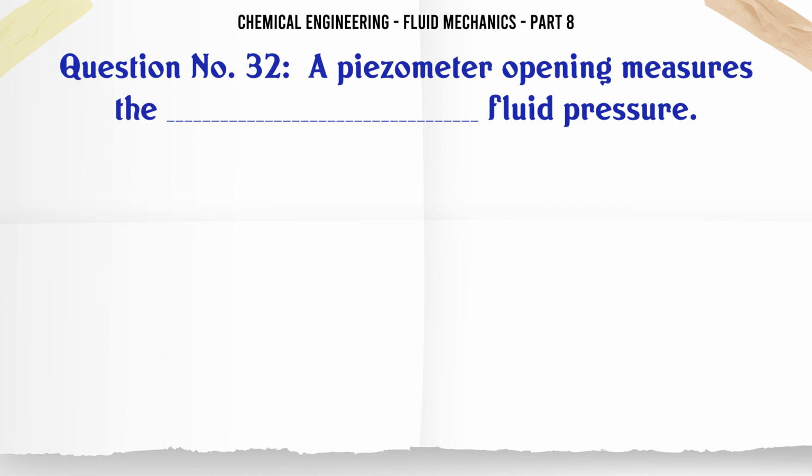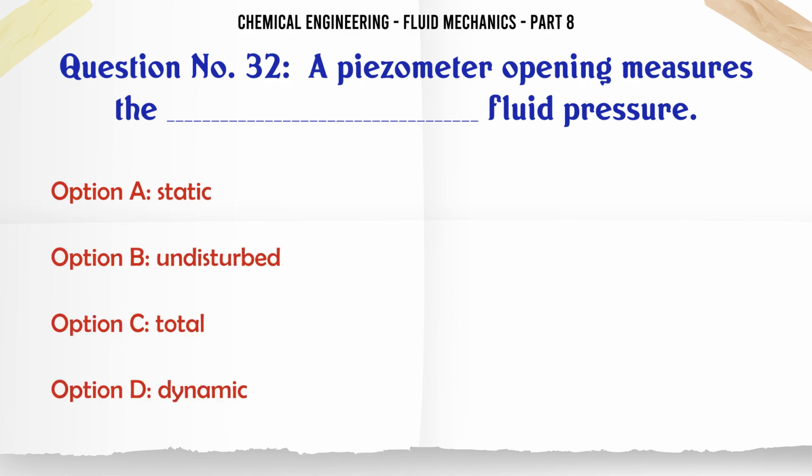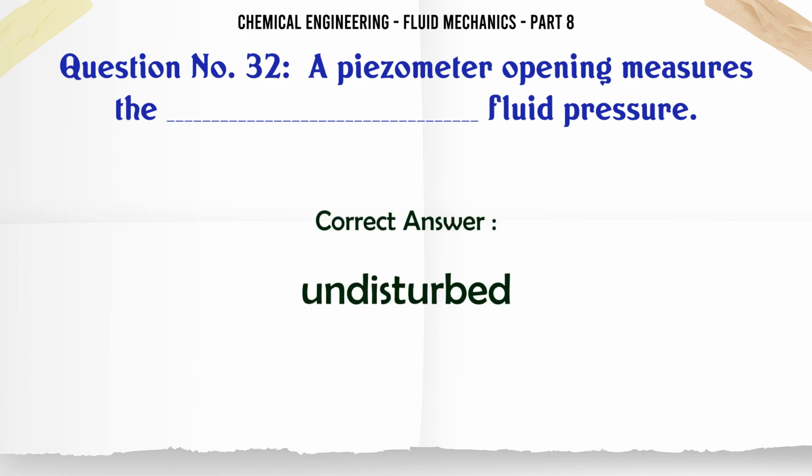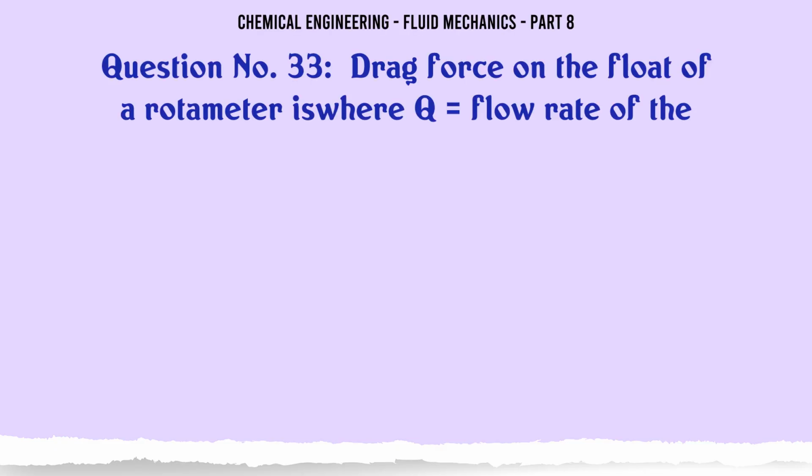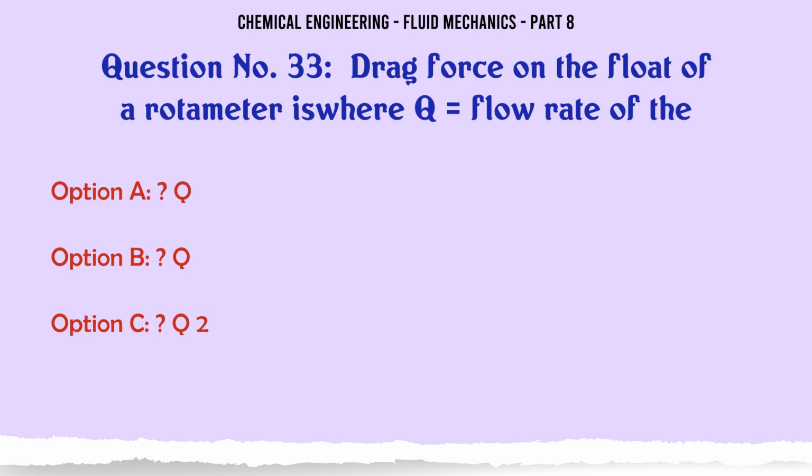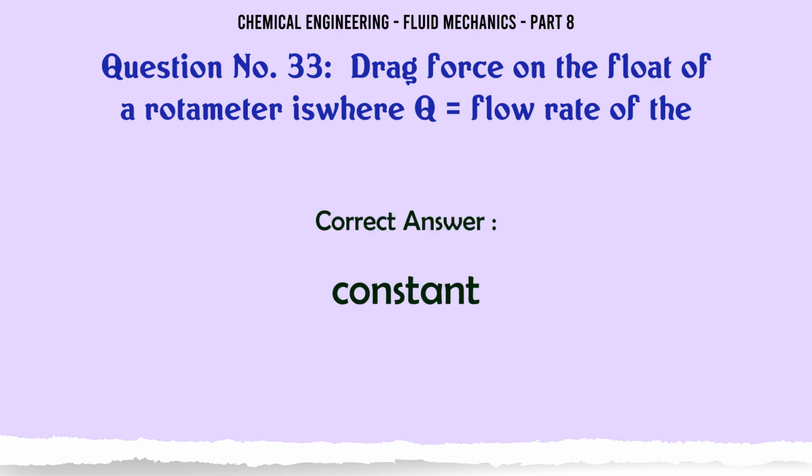A piezometer opening measures the fluid pressure. A. Static, B. Undisturbed, C. Total, D. Dynamic. The correct answer is undisturbed. Drag force on the float of a rotameter is, here Q is the flow rate of the fluid, A. Q, B. Q, C. Q squared, D. Constant. The correct answer is constant.